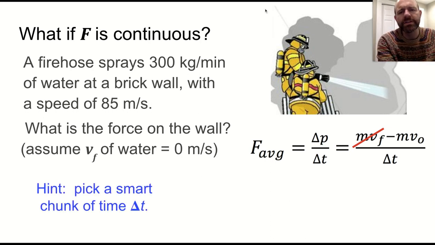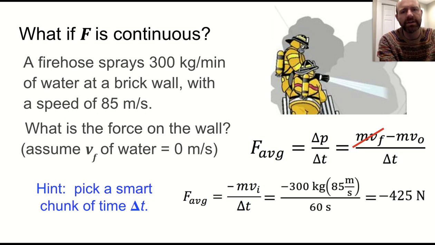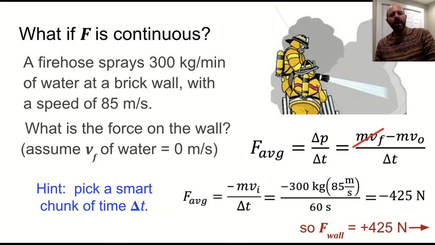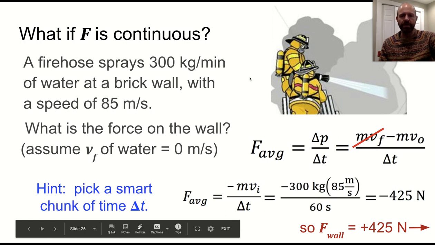And so what we really need to do is think about how much time. Well, if we have 300 kilograms per minute, we may as well pick 60 seconds and say that's 300 kilograms times 85 meters per second for the mass and velocity divided by 60 seconds over which this happens, because that's the same as saying we have 300 kilograms per minute multiplied by 85 meters per second. So it gives us the same thing. We get about 425 newtons. So that's the force that the water experiences to stop. And if we want to know the force on the wall, that would be the opposite, positive 425 newtons. Newton's third law again.